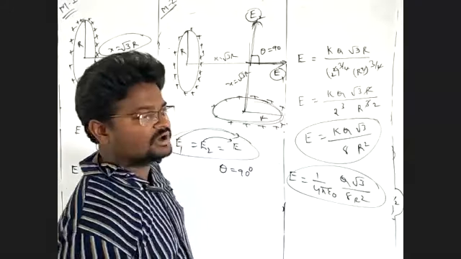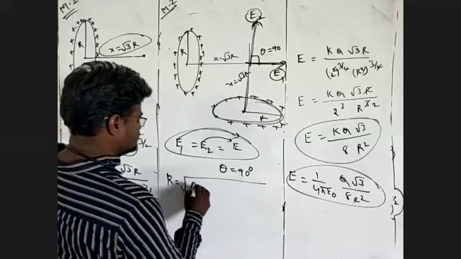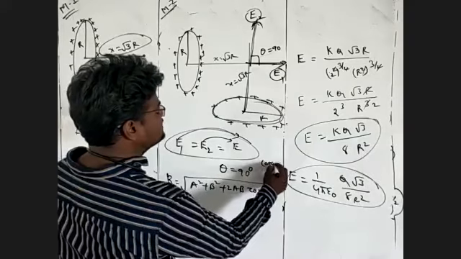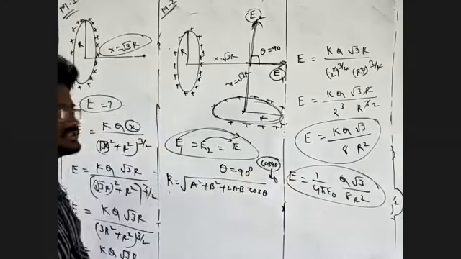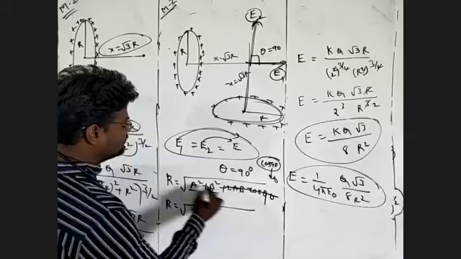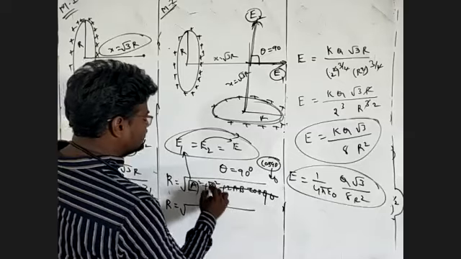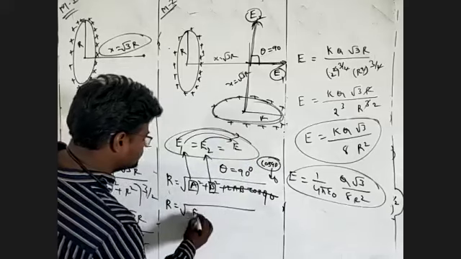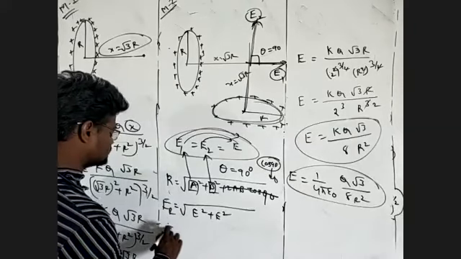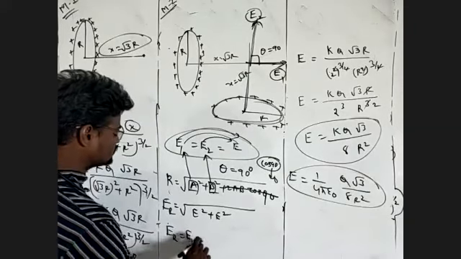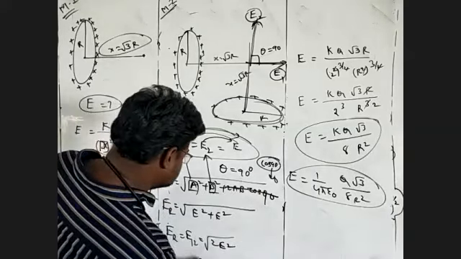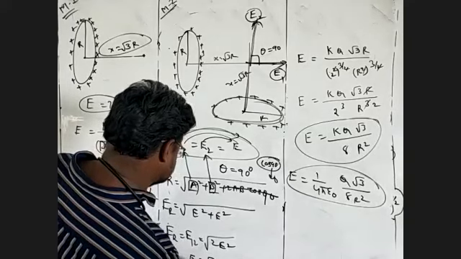Now according to the parallelogram law, what is the parallelogram law? R is equal to root of A square plus B square plus 2AB cos theta. Cos 90 is 0. So R is equal to root of A square plus B square. A means E1, B means E2, so E square plus E square. The resultant ER is equal to root of 2E square. So this is root 2 E. Your answer is root 2 E. This is your resultant.